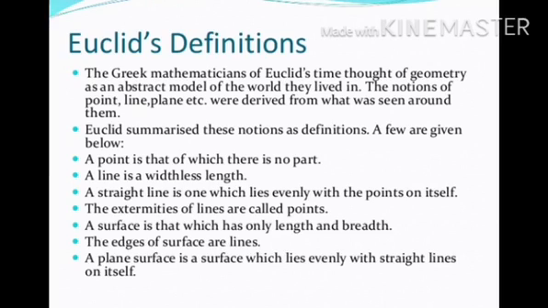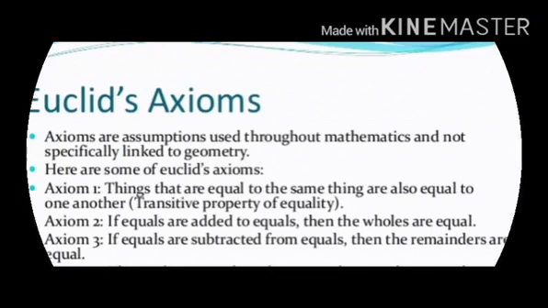A point is that of which there is no part. A line is a breadthless length. A straight line is one which lies evenly with the points on itself. The extremities of a line are called points. A surface is that which has only length and breadth. The edges of a surface are lines. A plane surface is a surface which lies evenly with the straight lines on itself.